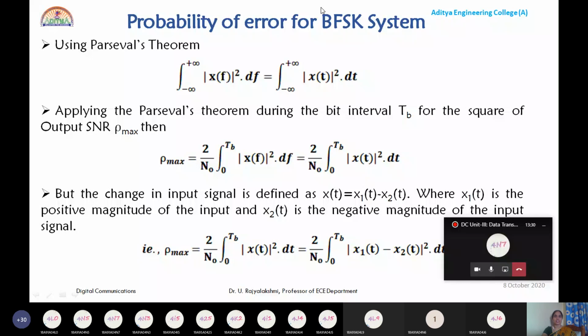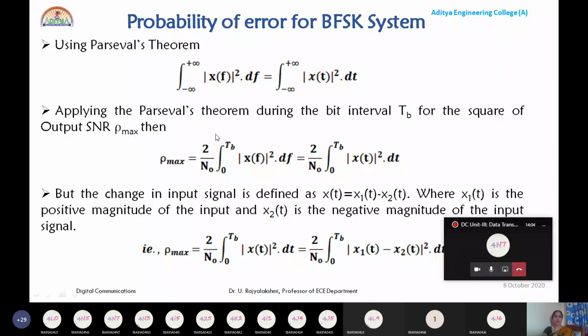So binary represents that only one bit is transmitted per symbol, like only one bit is accumulated in one particular symbol. So that's why we can say that the integration limits are from 0 to TB. And we are applying Parseval's theorem to the square of output SNR expression. You will get 2 by N naught integral 0 to TB, and we'll replace mod X of f square df as magnitude of x of t square dt.